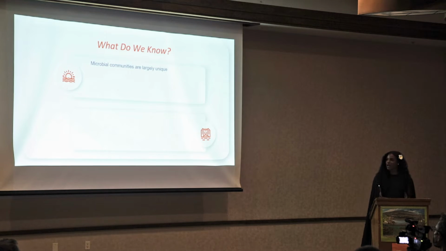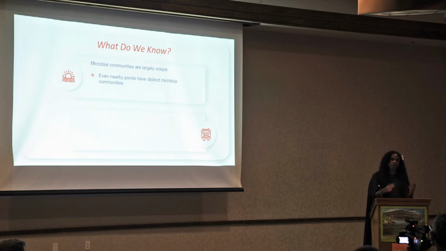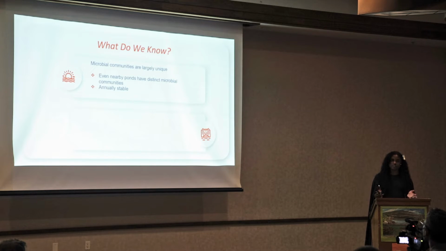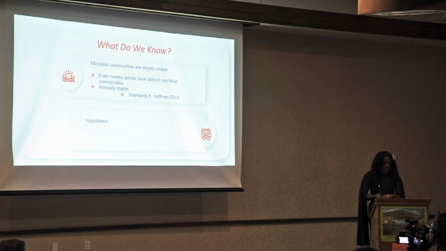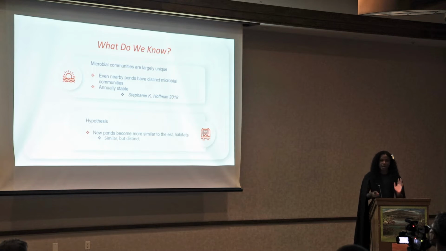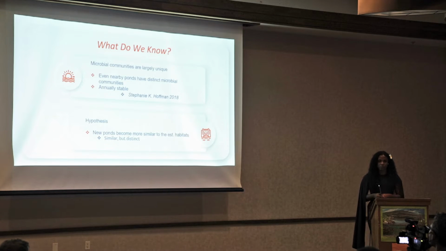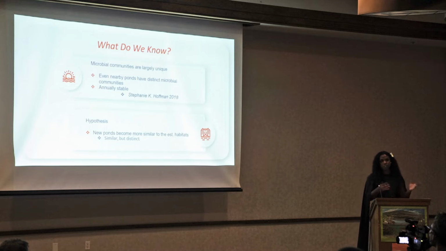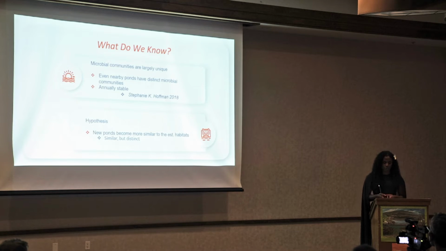So what do we currently know about the microbial communities within these ecosystems? For one, we know that these ecosystems are largely unique. Even nearby ponds have very distinct microbial communities from one another. Secondly, within these established ponds, these communities tend to remain pretty stable and don't have a lot of fluctuation from year to year. We know this thanks to some research from Stephanie Hoffman's lab. Now we wanted to look into these ponds and had a couple of hypotheses, the main thing being that we figured that these newly formed alkaline ponds, their microbial community would start trending towards and becoming more like established ponds with time.